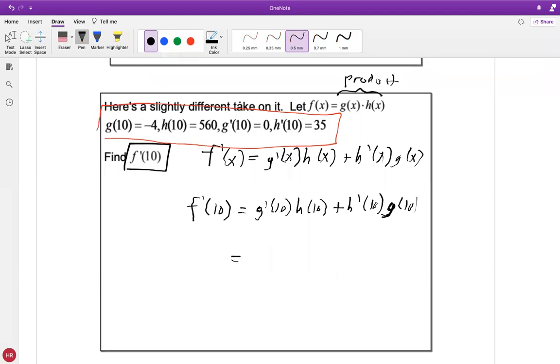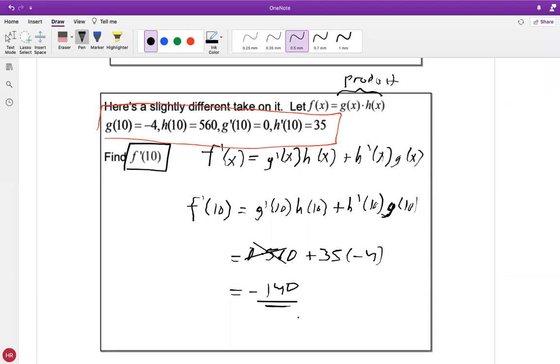So g prime of 10 is 0. Well, that's convenient. I actually don't care what h of 10 is now, but I'm going to write it anyways. h of 10 is 560. Plus h prime of 10, which is 35, and then g of 10, which is negative 4. This conveniently goes away because it's 0 times a number. 4 times 35 is 140, so I get negative 140, and that's the answer.